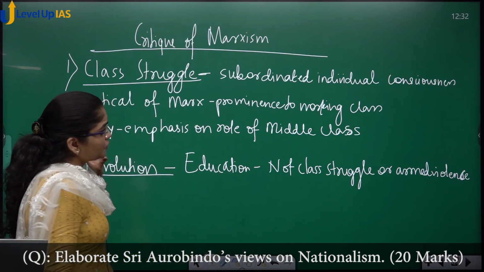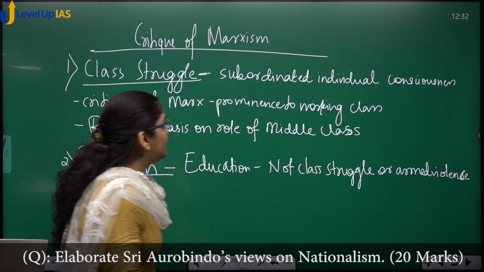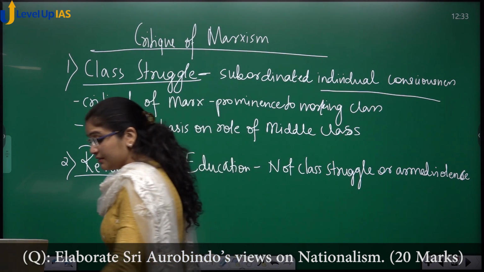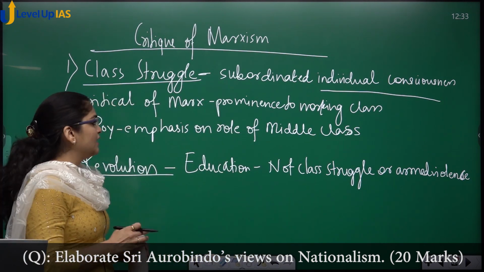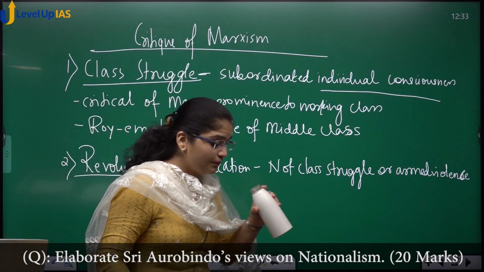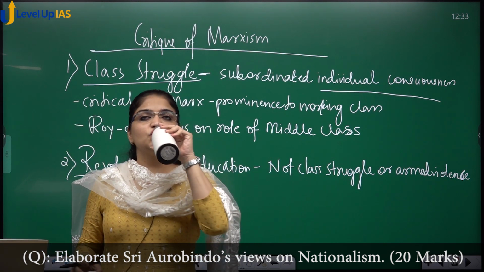So yes, with respect to class struggle, why is he saying this, because it subordinated individual consciousness, right? He was critical of Marx because he gives too much prominence to the working class. But Roy feels that there is a lot of importance in the middle class, and the middle class does not disappear in that sense.